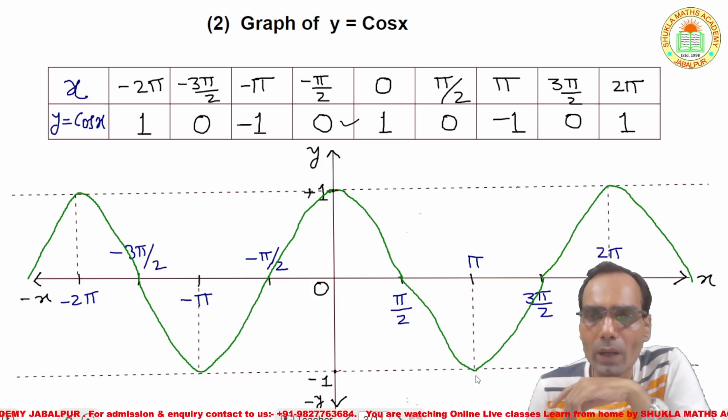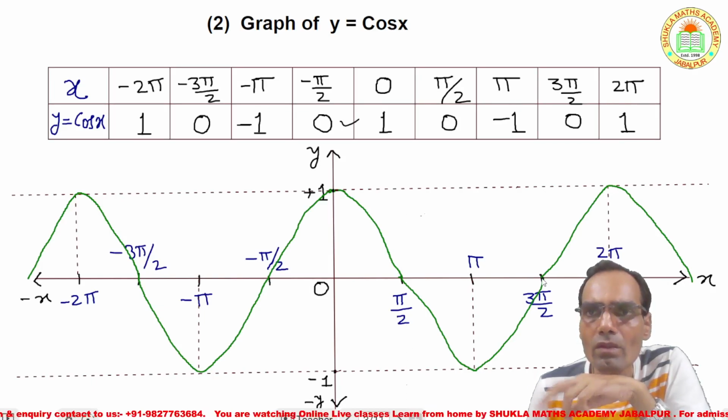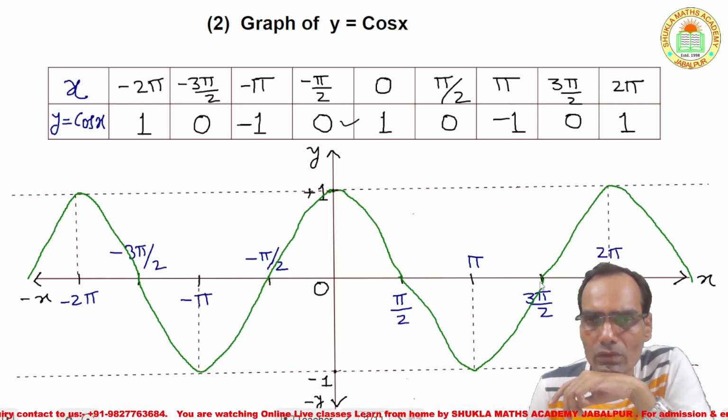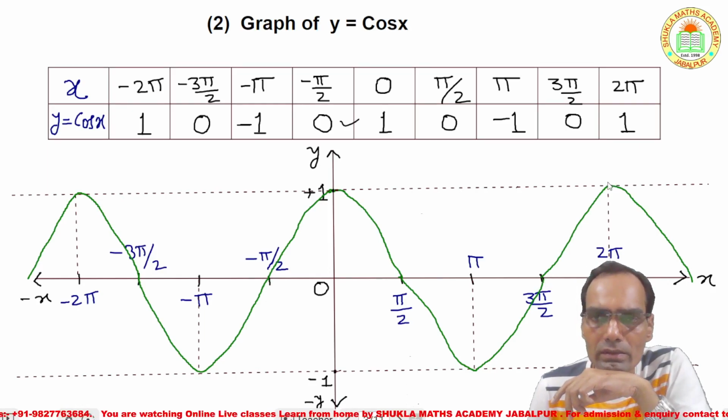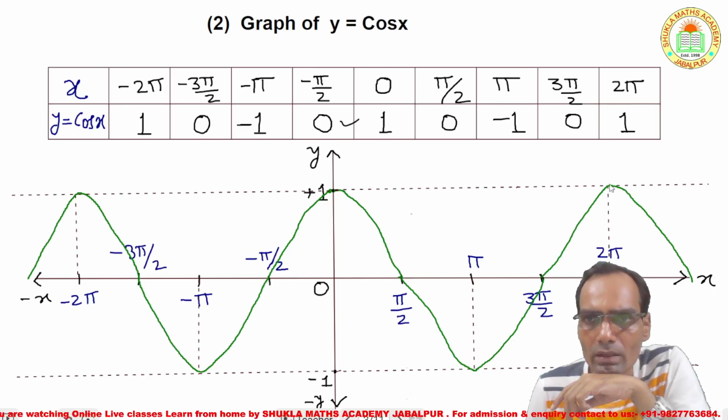And next value is 3 pi by 2. So it is 0. So it's going upwards at the x-axis. It is 0, right? And after that, the next value is 2 pi. So cos 2 pi is 1. So it is going upwards, right? Up to +1, parallel to +1.